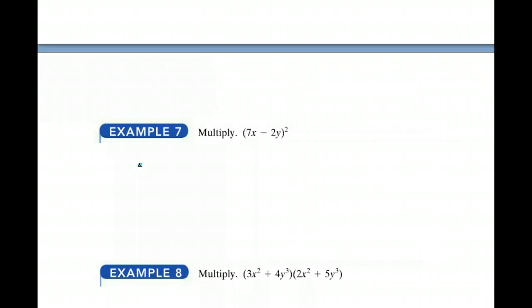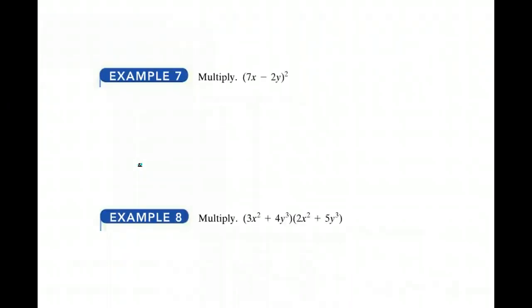Example 7, though it may look different, is actually the same type of problem. What we have here is a quantity that has been squared. Some people often say, well, all I have to do here is have 7x squared and negative 2y squared. That is not the correct way to solve this problem.